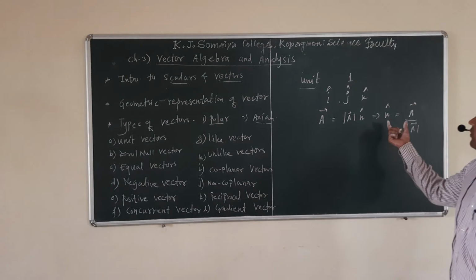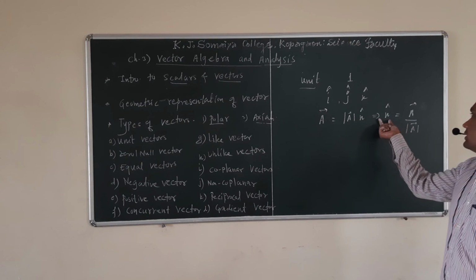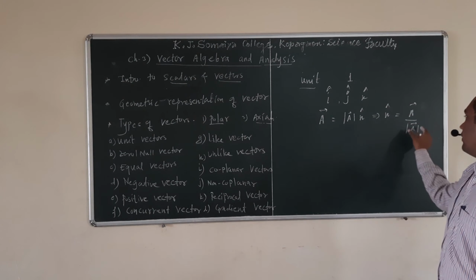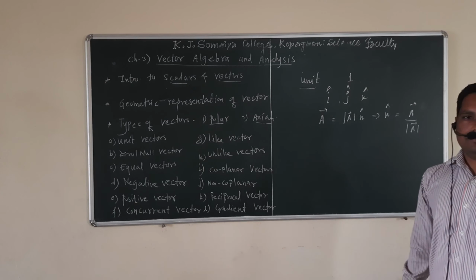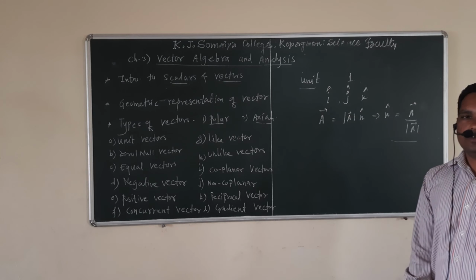So here we can show n cap, which is the unit vector, as vector A divided by the magnitude of vector A. This is another definition of unit vector.